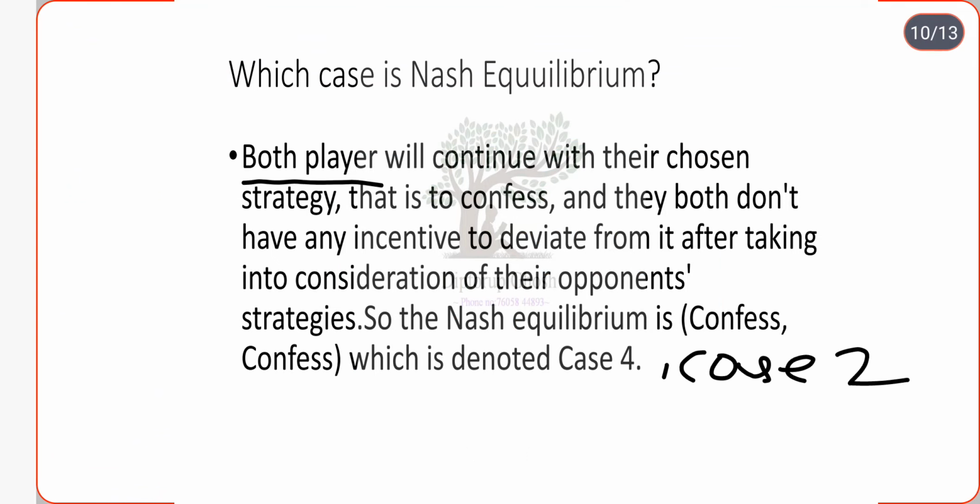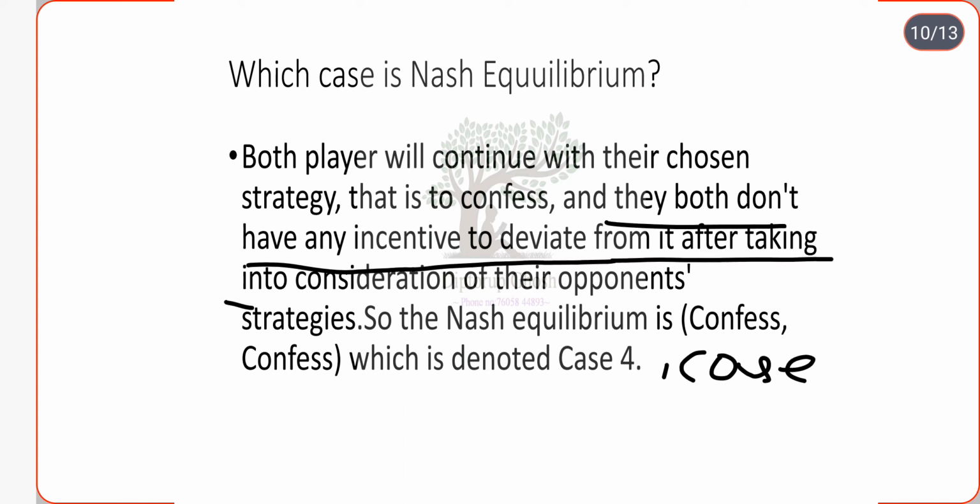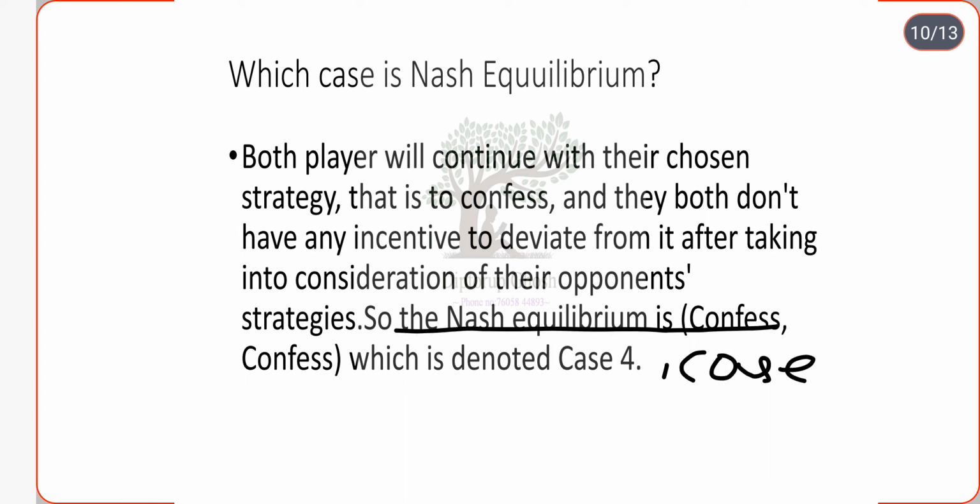So both players will continue their chosen strategy, that is to confess, and they both don't have any incentive to deviate from it after considering the other opponent's strategies. They don't have any wish to deviate from this Nash equilibrium strategy. So the Nash equilibrium is confess, that is denoted in case 4 and also in case 2.